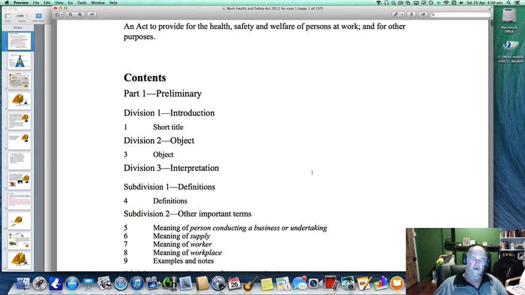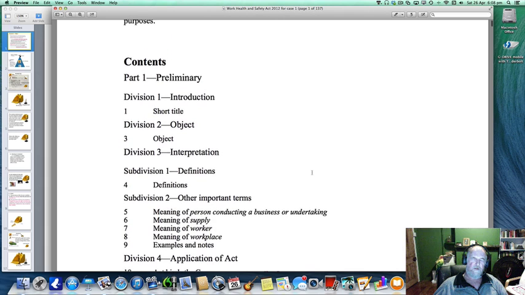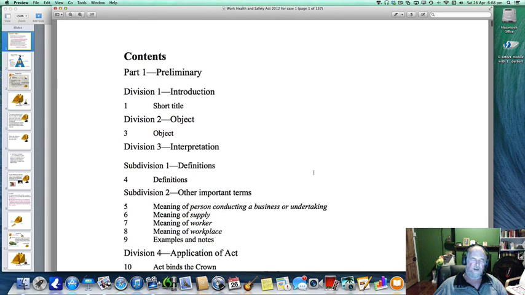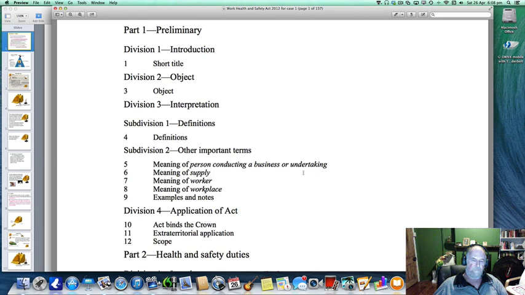Now you can tell a lot about an act by looking just through the titles, the beginning of it, the contents, table of contents. We're going to need, now let's have a look and see, I'll highlight this for you.